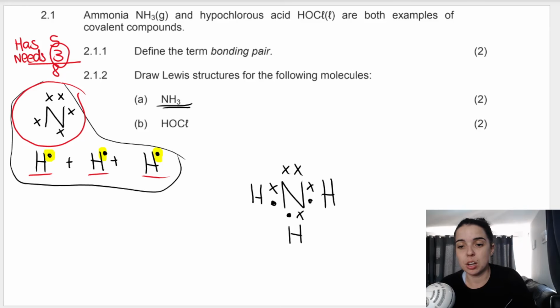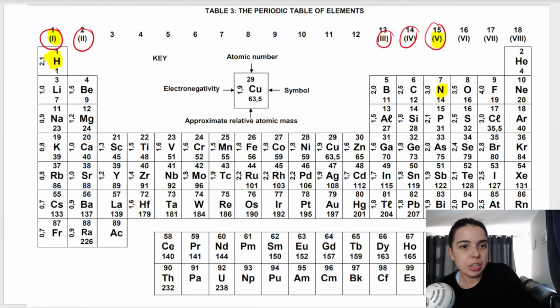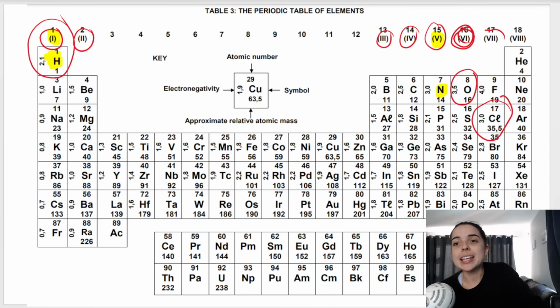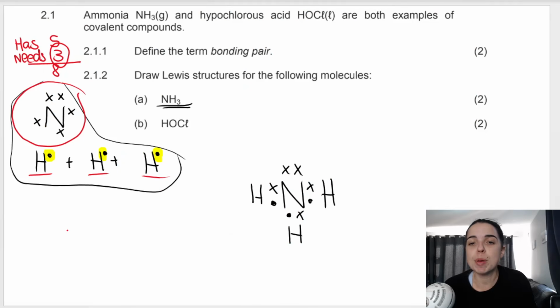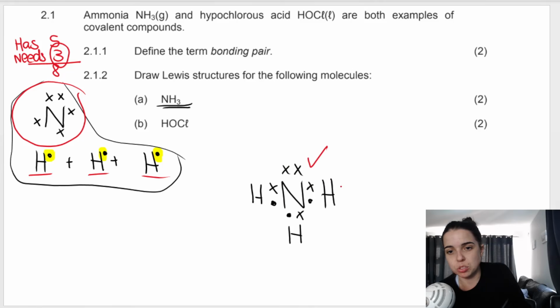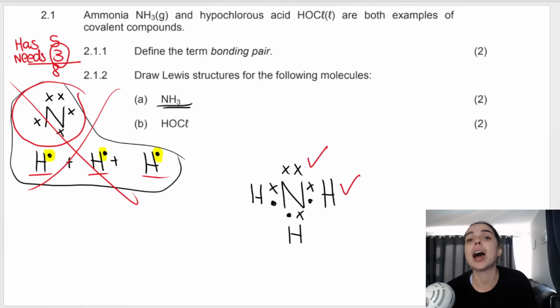3 atoms that are bonded covalently together. If we look at the periodic table, H again has 1 valence electron. Oxygen is over here. It has 6 valence electrons. Chlorine is over here. It has 7 valence electrons. Now remember, all that you need to draw for me is the final structure. So for example, for ammonia, all you had to do was to do this for me. That's all I needed.